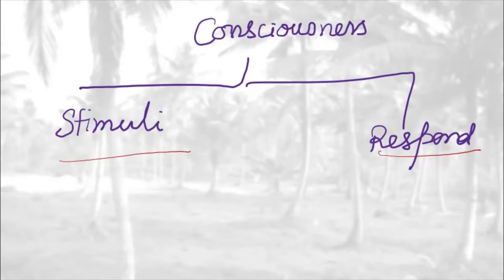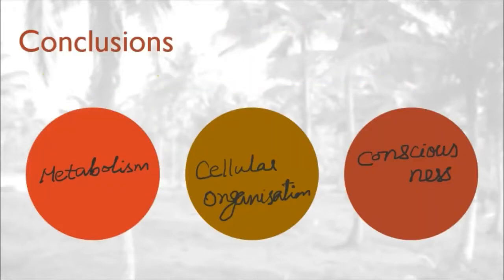If you ask me which characteristics basically show that something is a living thing, according to my point of view, they are metabolism, cellular organization, and consciousness. These three surely show that the organism or thing belongs to the category of living things.